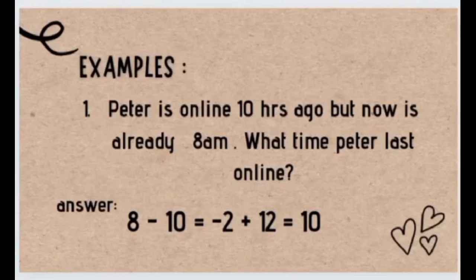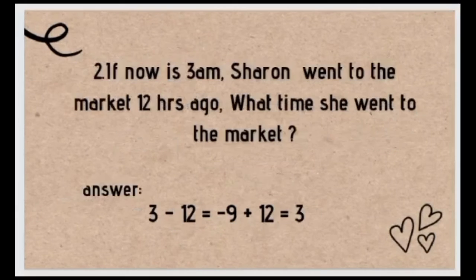Examples: Peter was online 10 hours ago, but now it is already 8 a.m. What time was Peter last online? Answer: 8 minus 10 is equal to negative 2, plus 12 is equal to 10. If now is 3 a.m., Sharon went to the market 12 hours ago. What time did she go to the market? Answer: 3 minus 12 is equal to negative 9, plus 12 is equal to 3.